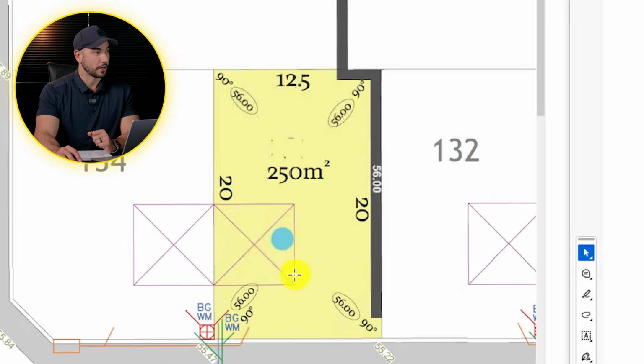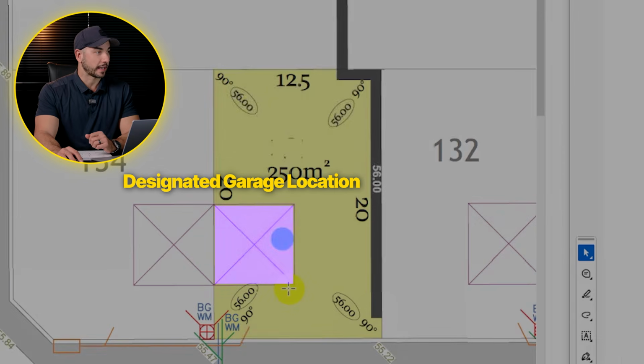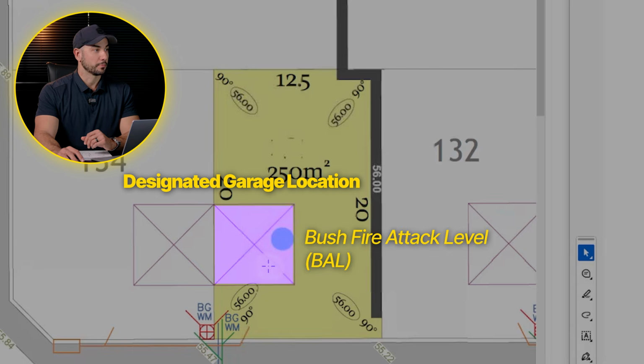So first of all, we can see this box with an X through it. So this is a designated garage location. This means that the garage has to go here. We do not have an option. The next thing is we've got this blue dot. So this blue dot is representative of a bushfire upgrade allowance. So it's called bushfire attack level. This one has a BAL 12.5. So it means that we have to provide sufficient funds to upgrade the home to make it more bushfire proof.